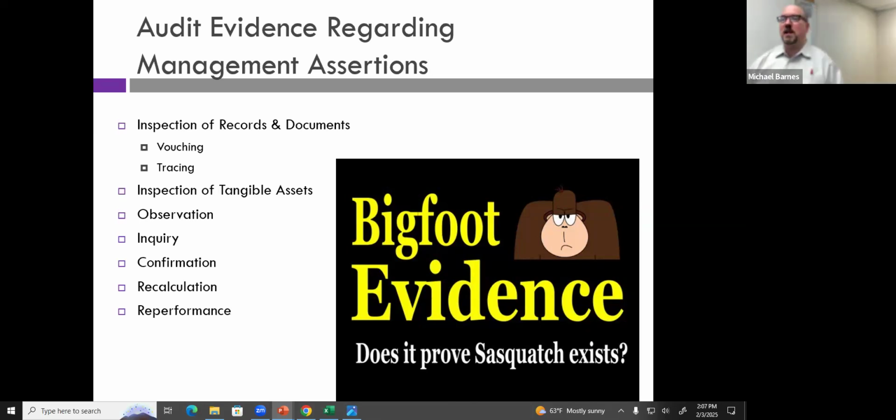Reperformance. Reperformance is kind of cool. It's a very high test, a high reliability test. This is where the auditor reperforms a transaction, usually goes through a sequence of controls to make sure they achieve the same result as a client. Very high reliability because the auditor is doing the work.